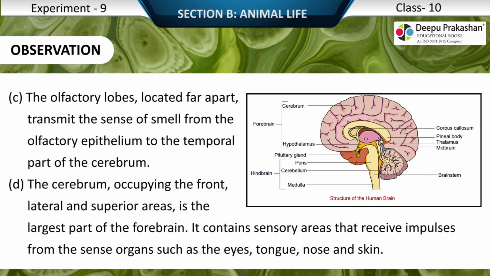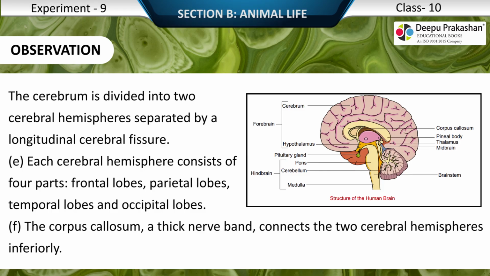It contains sensory areas that receive impulses from the sense organs such as the eyes, tongue, nose, and skin. The cerebrum is divided into 2 cerebral hemispheres separated by a longitudinal cerebral fissure. Each cerebral hemisphere consists of 4 parts: frontal lobes, parietal lobes, temporal lobes, and occipital lobes. F. The corpus callosum, a thick nerve band, connects the 2 cerebral hemispheres inferiorly.